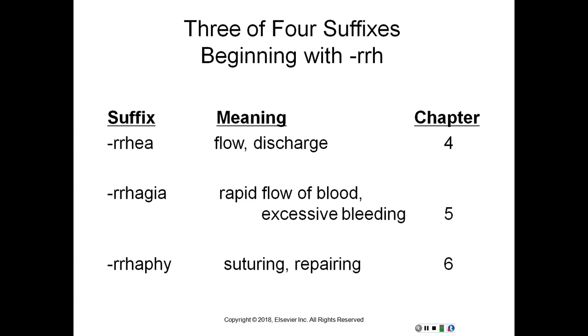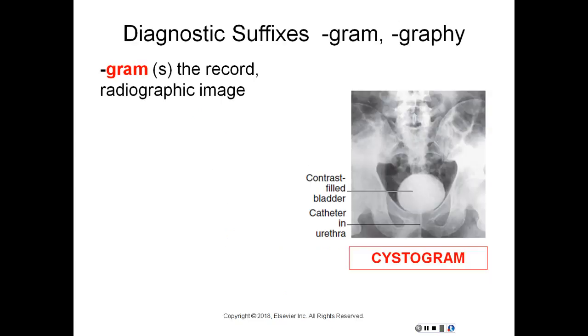So rrhea is a flow or discharge. Rrhagia, rapid flow of blood, excessive bleeding. And then rrhaphy, suturing and repairing. So just pay close attention when you're defining these words. And then diagnostic suffixes gram and graphy, which we've learned in previous chapters, but again, they apply to this chapter as well.